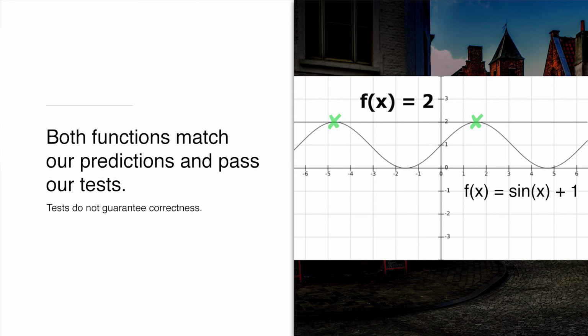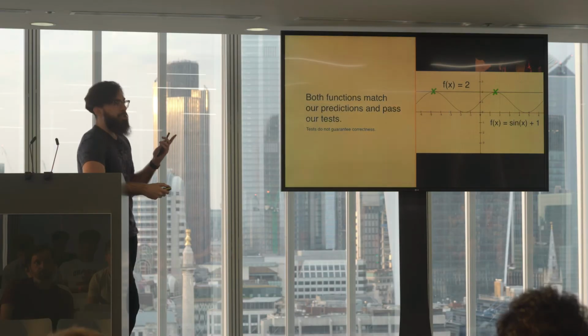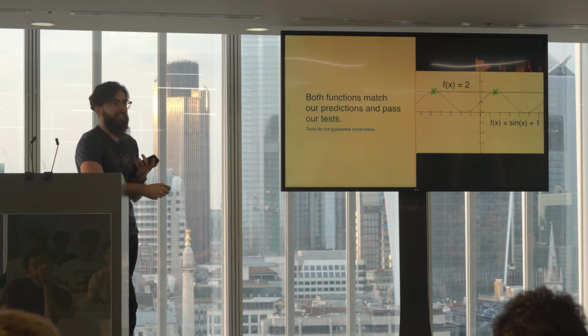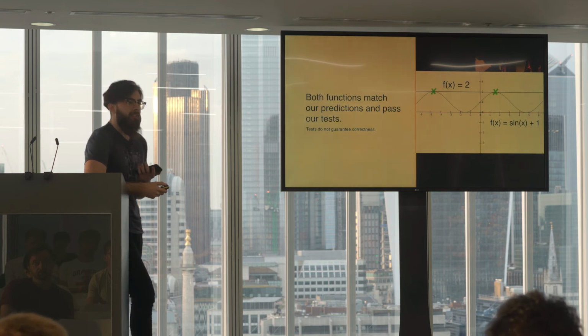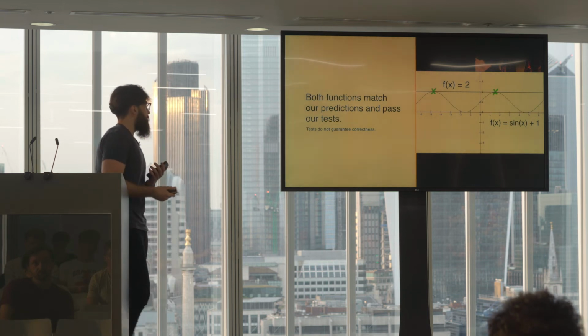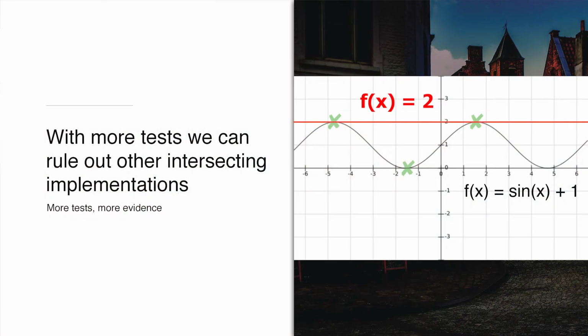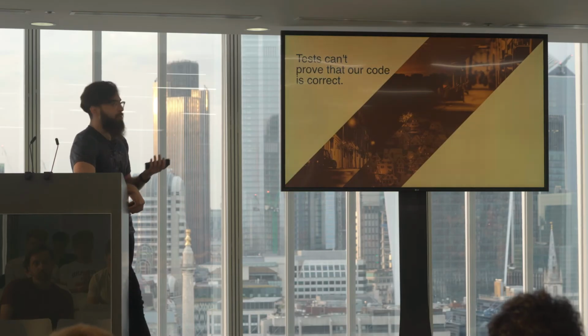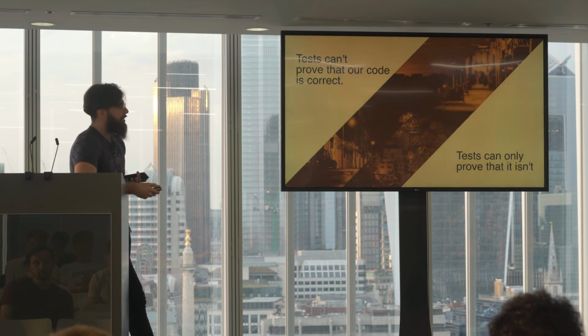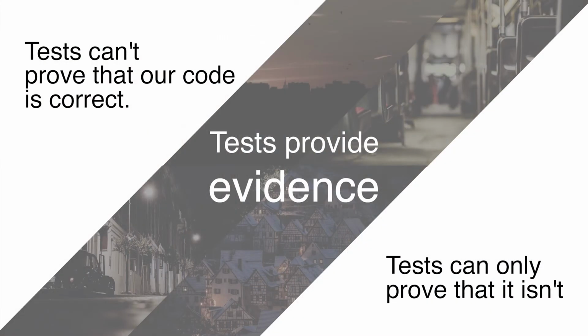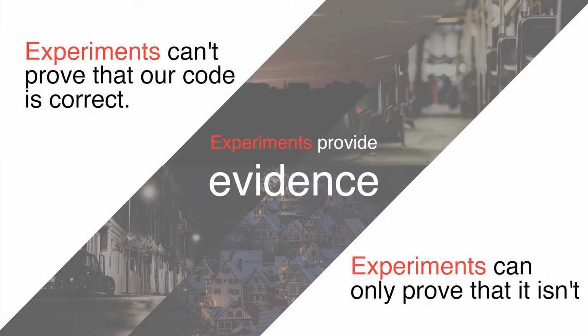However, we can have another function which hits those same true points for those same true inputs. So actually, these tests do not restrict the valid implementations of this function enough. So they do not guarantee correctness. With more tests, we can rule out other intersecting implementations, and therefore we can get more certainty. So tests cannot prove that we're correct. They can only prove that our code is not correct. And they actually provide evidence, just like experiments do.